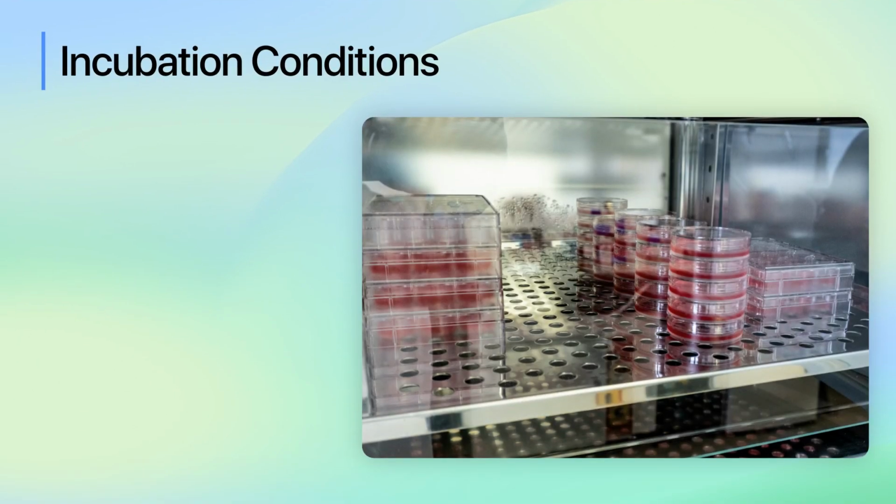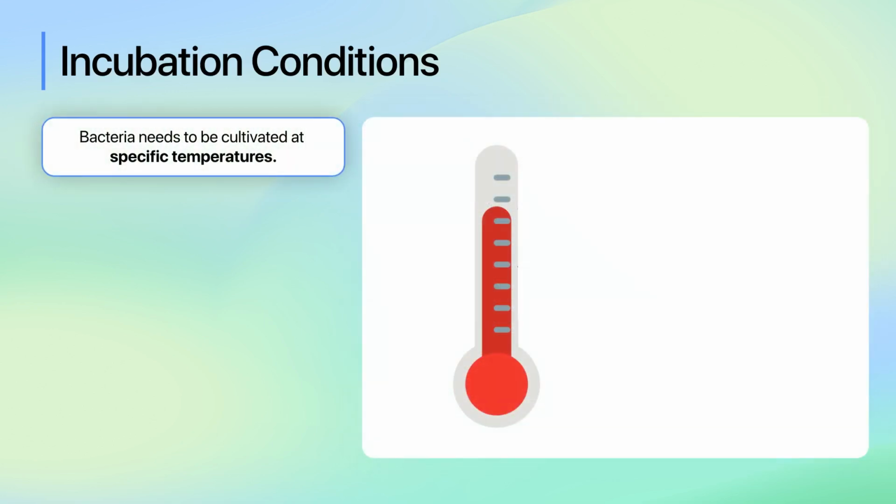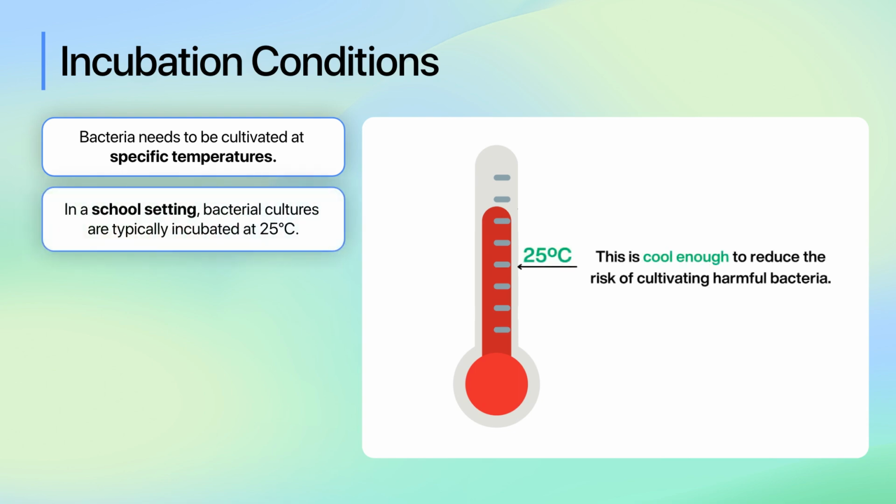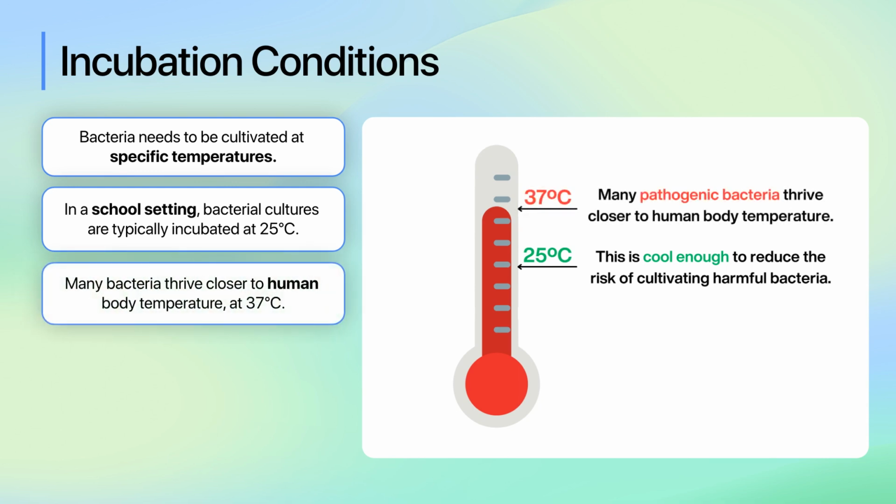Finally, let's take a look at the incubation conditions that are required when growing bacteria. Bacteria needs to be cultivated at specific temperatures, so we can use incubators to regulate this. In a school setting, bacterial cultures are typically incubated at 25 degrees Celsius. This temperature is low enough to reduce the risk of cultivating bacteria that could be harmful to humans, as many pathogenic bacteria thrive closer to human body temperature, which is 37 degrees Celsius.